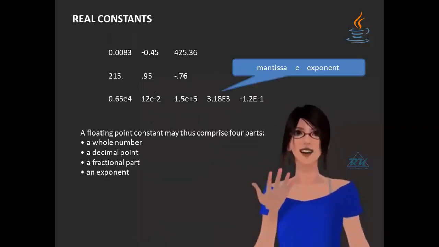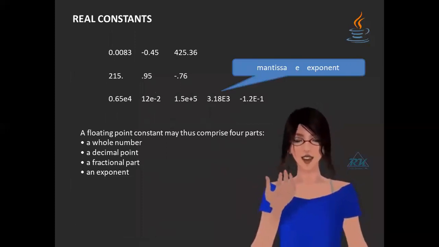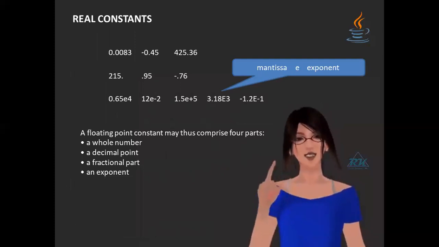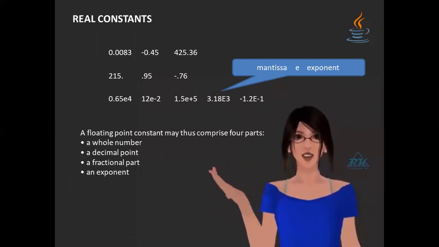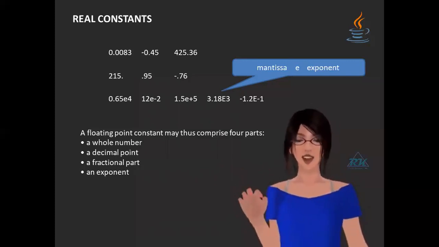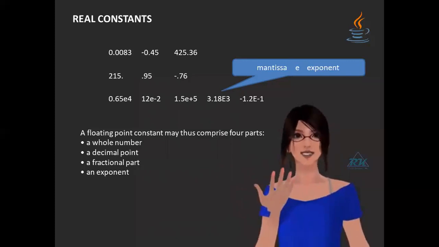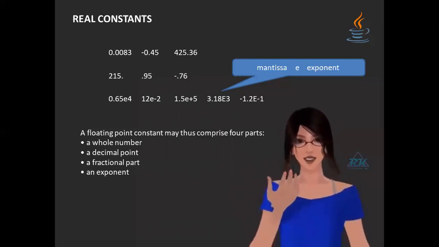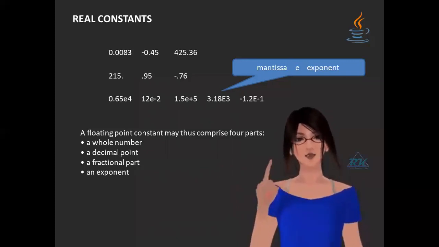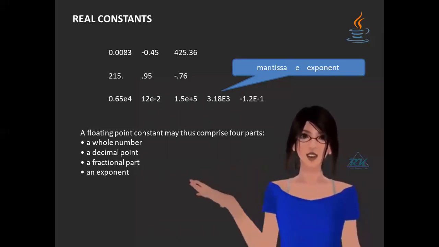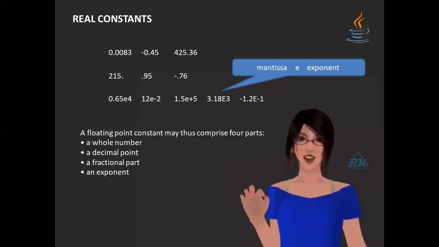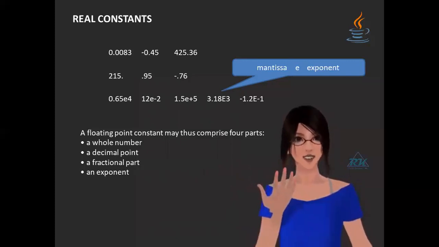Real constants. Integer numbers are inadequate to represent quantities that vary continuously, such as distances, heights, temperatures, prices, and so on. These quantities are represented by numbers containing fractional parts like 17.548. Such numbers are called real, or floating point, constants. It is possible that the number may not have digits before the decimal point or digits after the decimal point. A real number may also be expressed in exponential, or scientific, notation.